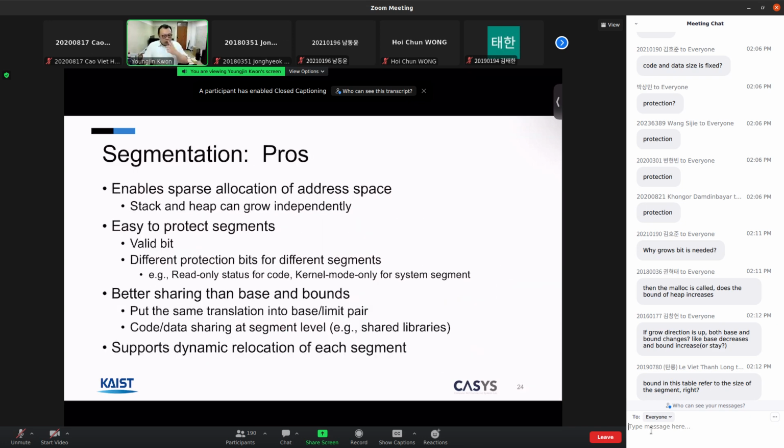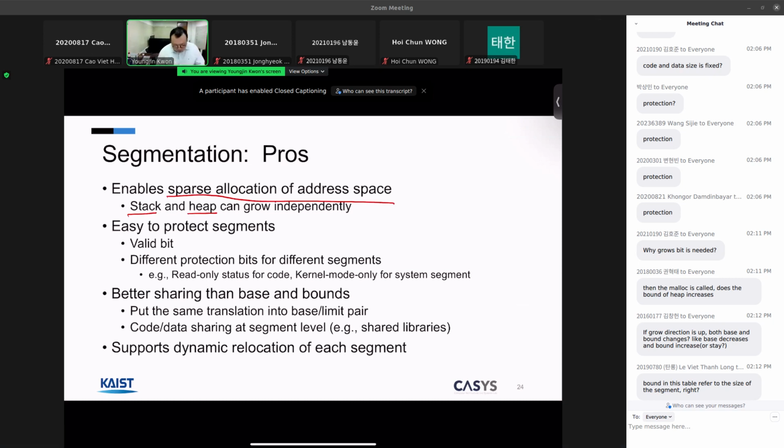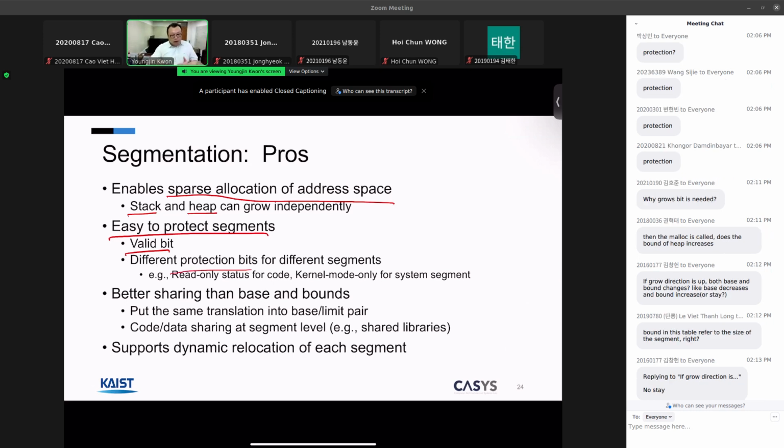So that leads to a very simple discussion of segmentation. It allows much sparser allocation of the address space. What I'm saying is that the stack segment and heap segment can be separated and grow independently. It's also much easier to protect a segment. For example, if I turn off the valid bit, then accessing that segment causes a segmentation fault. This protection is also made by the bound register size. And using segments, we can separate kernel mode segments and user level segments.